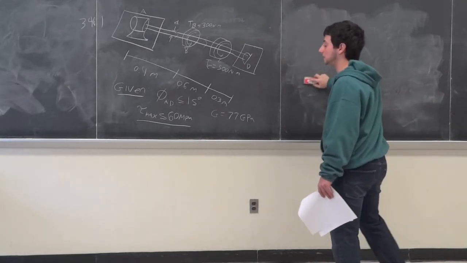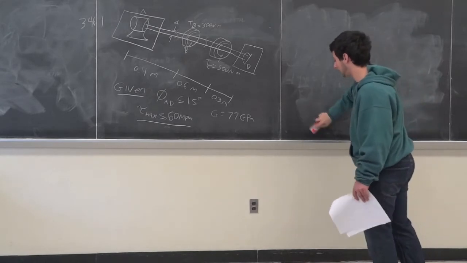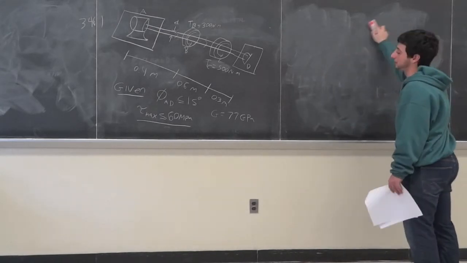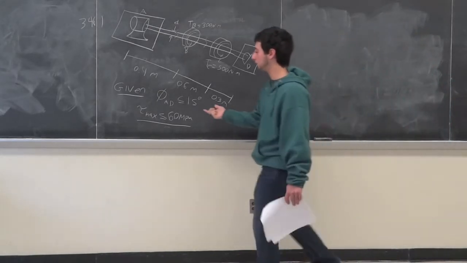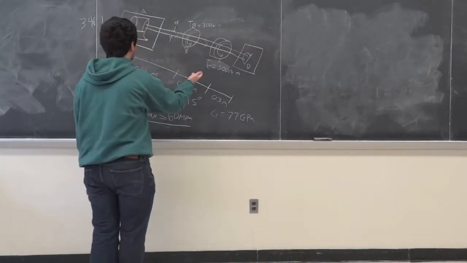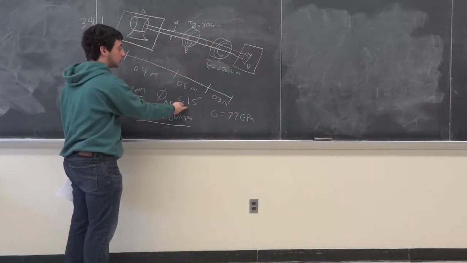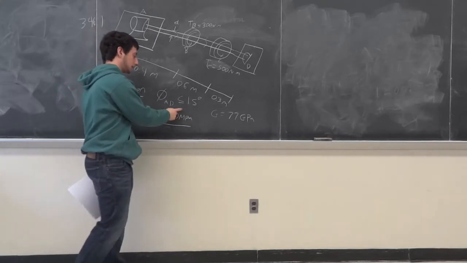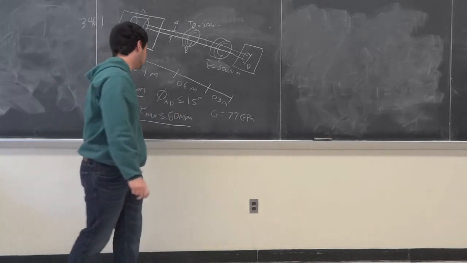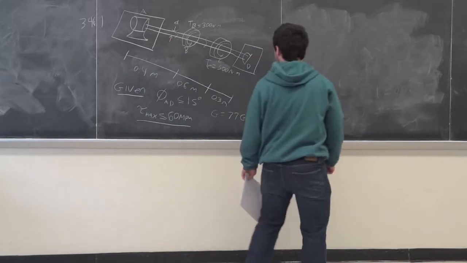Okay, so now we have to use the angle of twist constraint. So this gives you the angle of twist from A to D. So this over here is going to twist this much. And remember I told you this has to be in radians, not degrees. So first you have to convert that into radians.